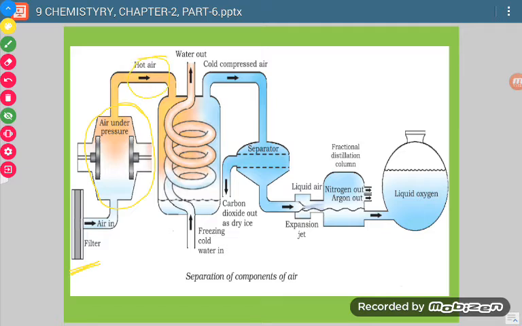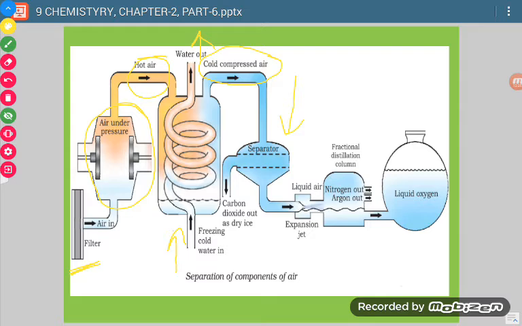Now we will see this: from this side water is going down and from this side water is getting inside. Now this round pipe acts as a condenser. What it does is bring down the temperature of the hot air. Hot air becomes cool over here, and then the cold and compressed air is passed through this. Now here it is the separator.